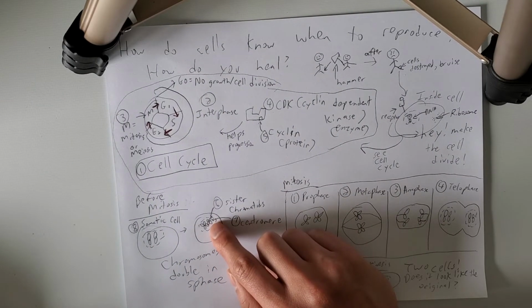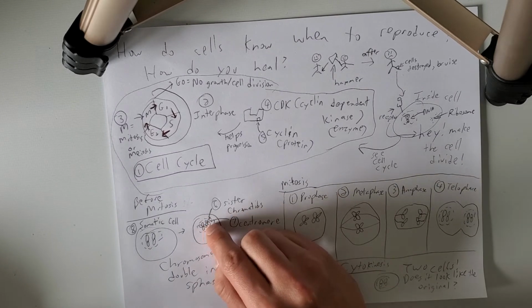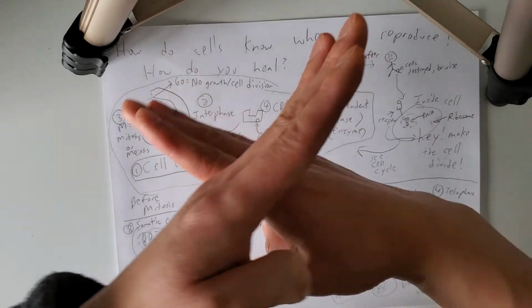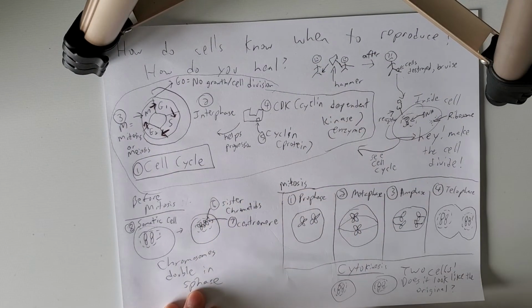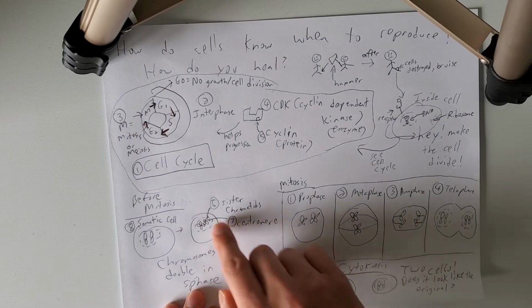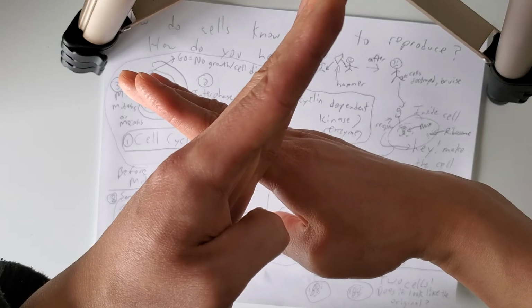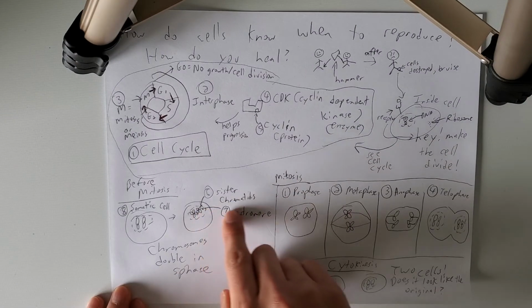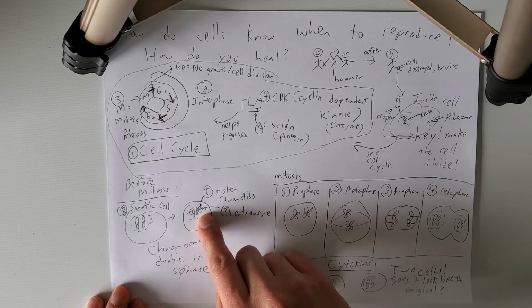These duplicated chromosomes are called sister chromatids. Sister chromatids are identical to each other. It's this X shape, and both parts of this X are going to be the same as each other. The centromere is just that middle part. If you imagine the X, the middle part of the X would be the centromere. Centromere just means the middle part that's connecting the two sister chromatids together.